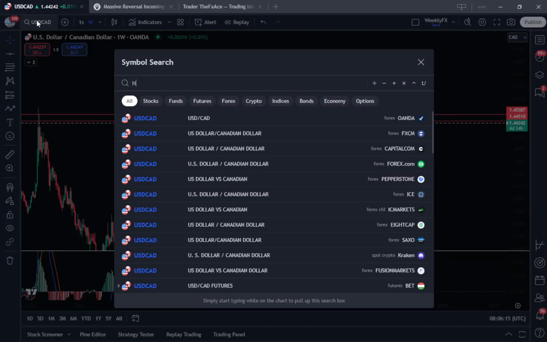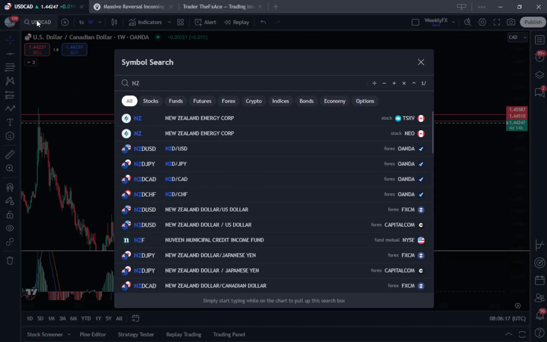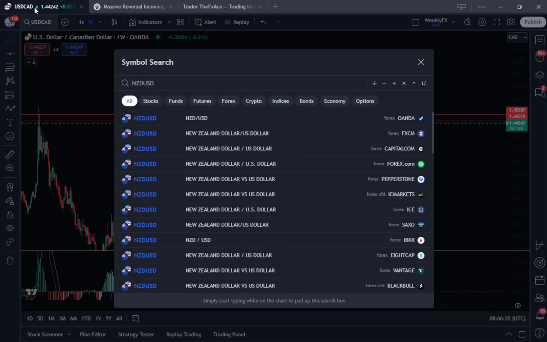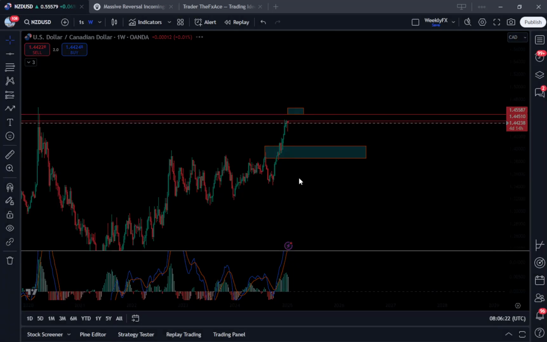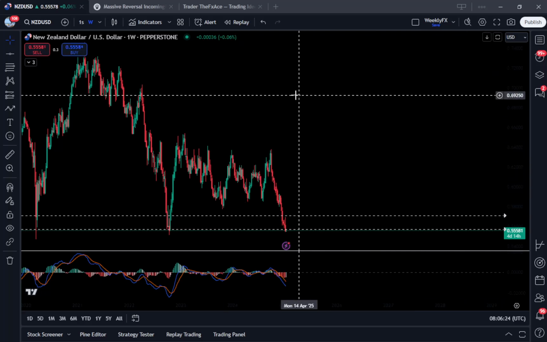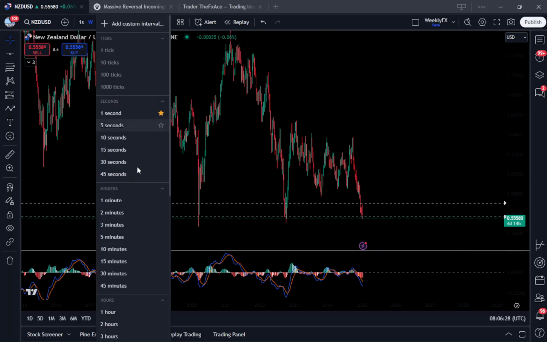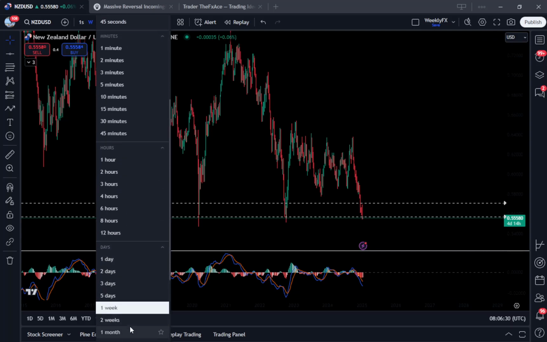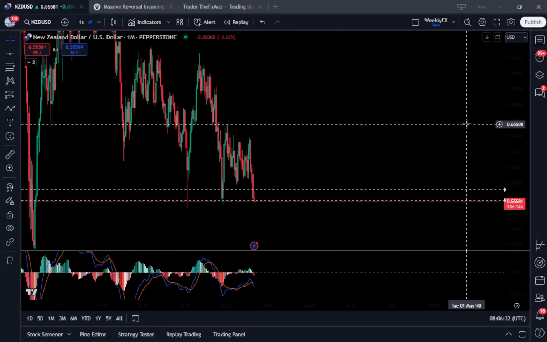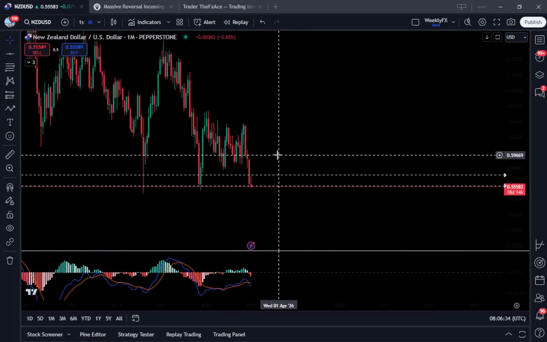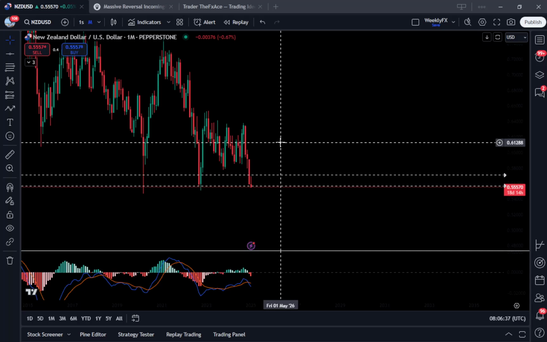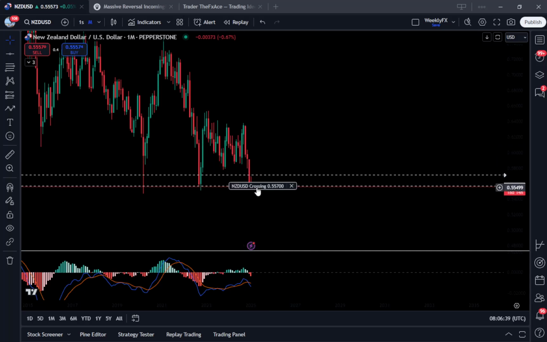Next one I'm looking at is the Kiwi USD. I'll do a separate, lengthy video on this on TradingView. So first off, zoom out to the monthly. We are in a drop on this, kind of been dropping the same length of time as the USDCAD.